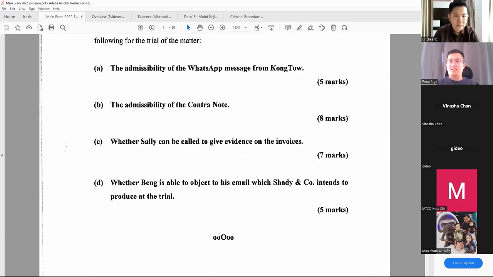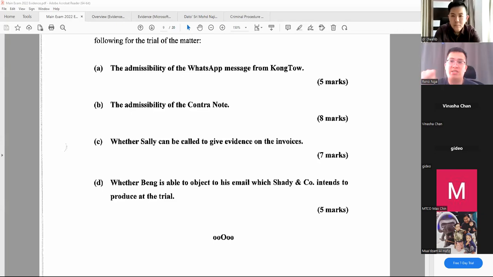And last question, 7A, admissibility of WhatsApp. Okay, sorry, I see a question, sir. As far as I know, a document is not proper evidence until it is proven. Okay, ID document, sorry, I misread. An ID document is not proper evidence until it is proven. Something like that. But like I said, we will leave it to the last question.